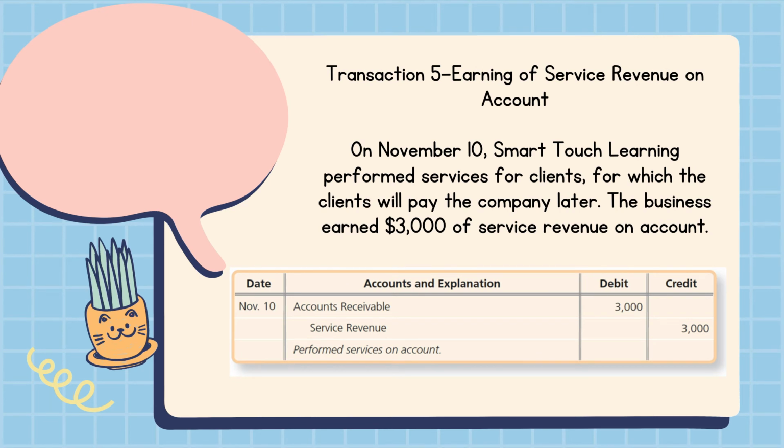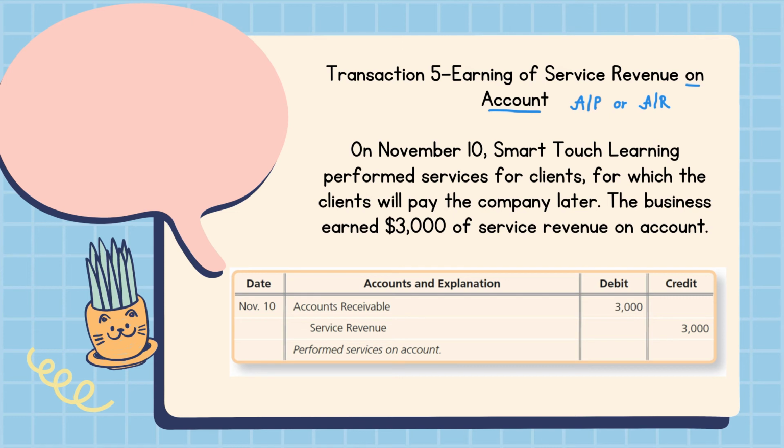Transaction 5, earning of service revenue on account. Again, on account means accounts payable if I'm gonna pay later, or accounts receivable if I'm gonna receive the money later. On November 10th, Smart Touch Learning performed services for clients for which the clients will pay the company later. The business earned 3,000 of service revenue on account.